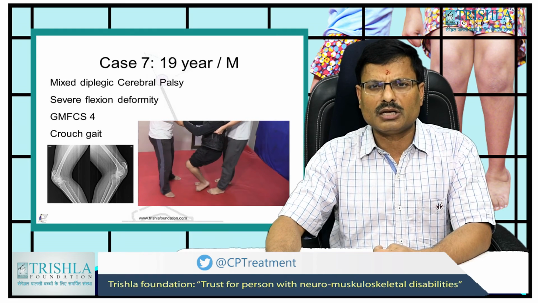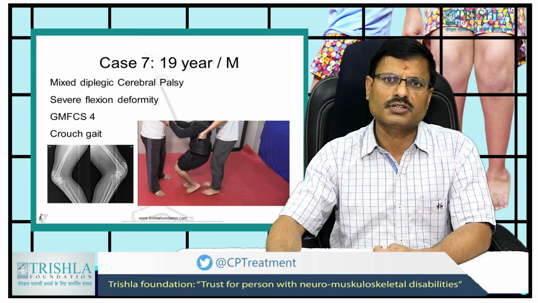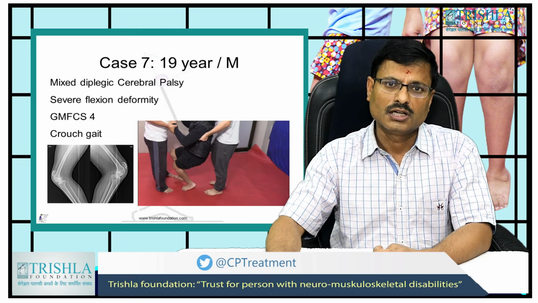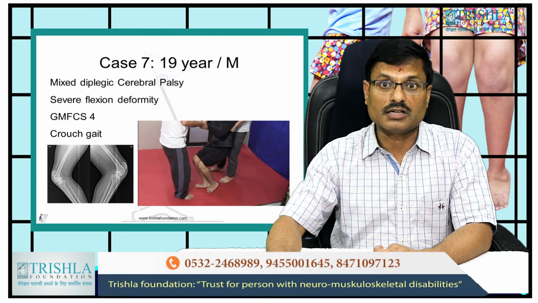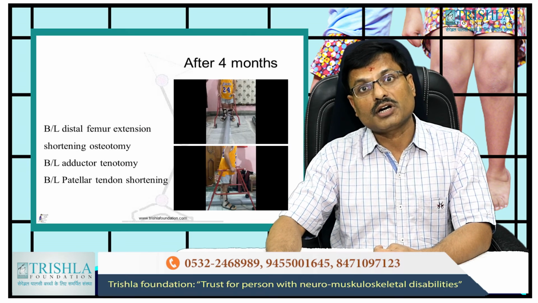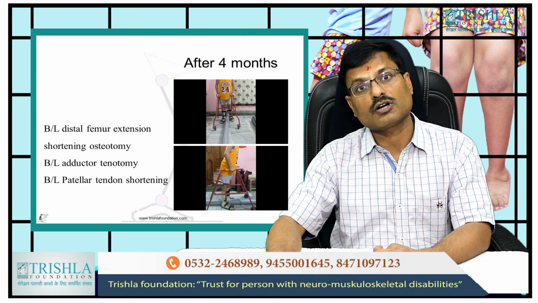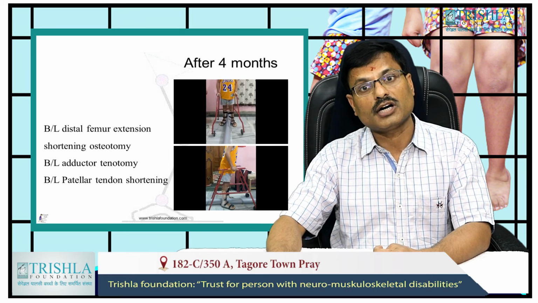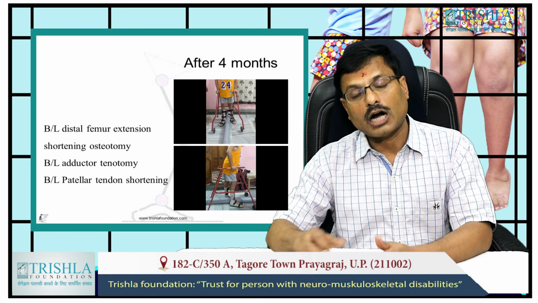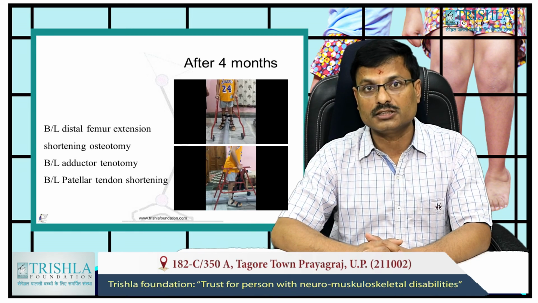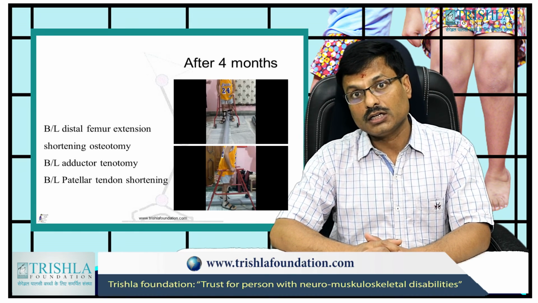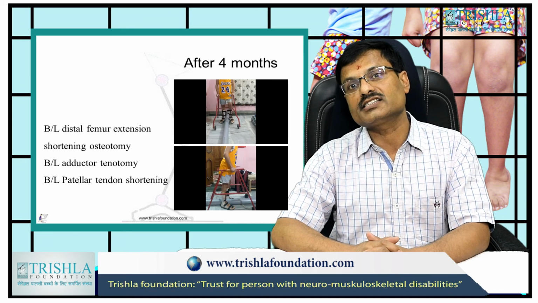He was with very severe dystonia and very severe deformity at both knee joints, mixed diplegic cerebral palsy. GMFCS 4 was there. He also underwent bilateral distal femur extension shortening osteotomy, abductor tenotomy, and bilateral patellar tendon shortening. After that, he had a few medicines to control the dystonia, and he underwent 6-month intensive therapy.